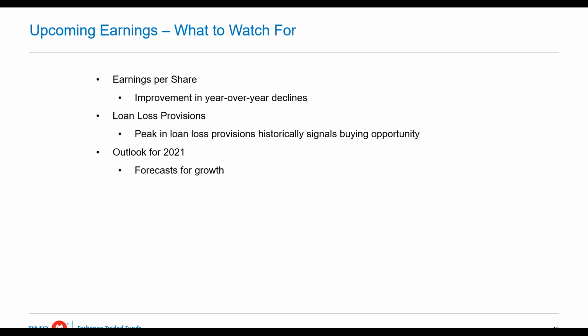And then, of course, the last thing we want to look at is what the outlook is for 2021. Obviously, it's very, very hard to predict what will be happening over the next year or so with reopenings, when vaccines get distributed, and how quickly economies reopen on the back of that. So it'll be interesting to see what the banks are estimating for growth going forward. Those are the three things we want to look out for as earnings start next week.